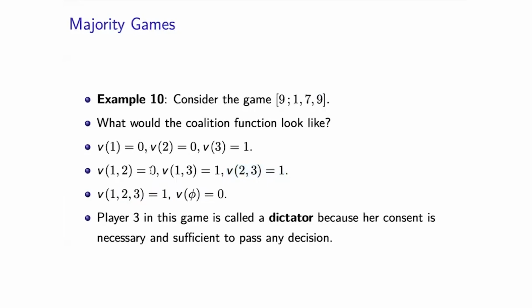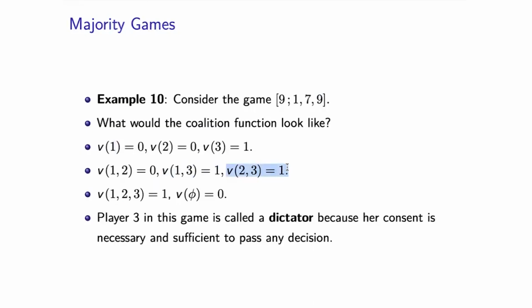So 1 and 2 is a losing coalition. Again, that is satisfied. 2 is a losing coalition. So that means 1 and 3 has to be a winning coalition, satisfied. And again, 1 is a losing coalition. So therefore, we require 2 and 3 to be a winning coalition, right? So you can see from here that all these properties are satisfied.